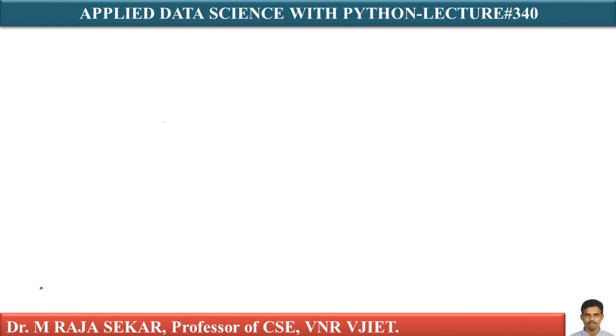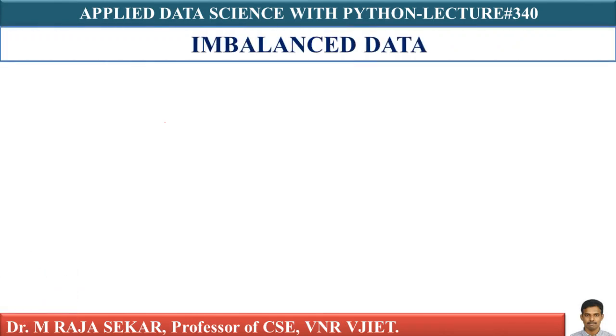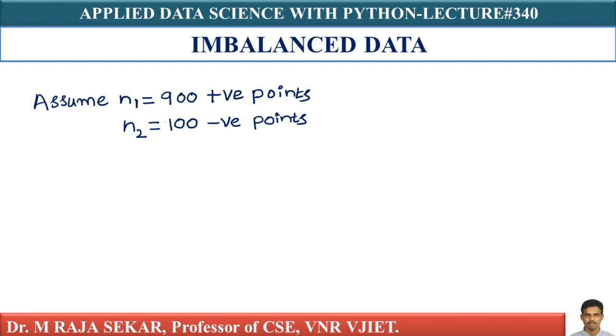In this lecture, I will continue my discussion on imbalanced data with respect to the naive-Bayes classification algorithm. Before understanding this lecture, I request you to go through my previous lecture. Let's take an example. Let's assume n1 equal to 900 positive points and n2 equal to 100 negative points, because the total number of negative data points itself is small.